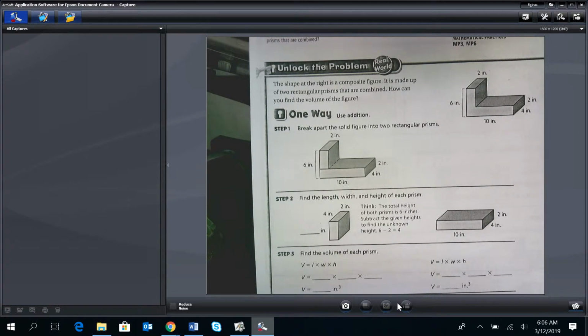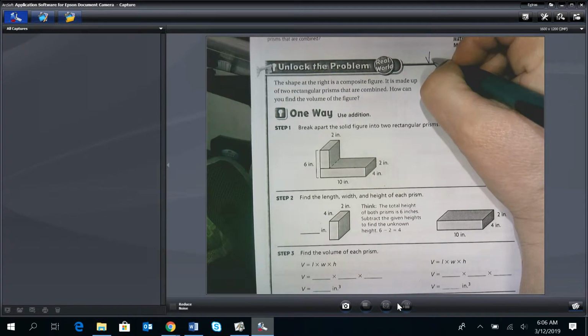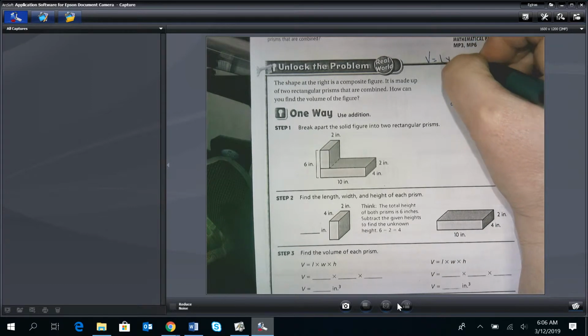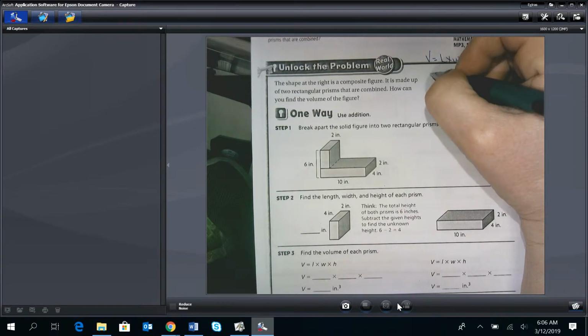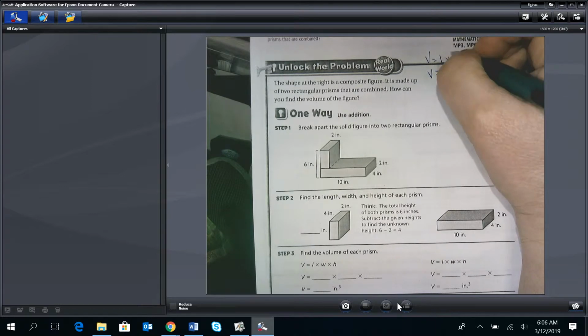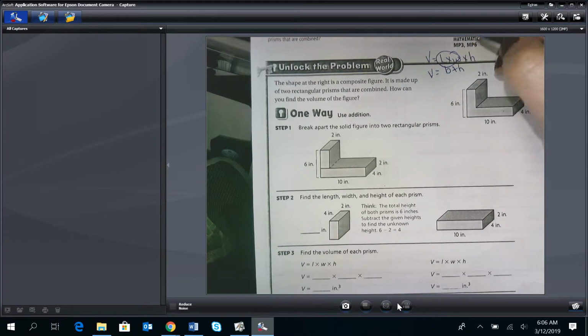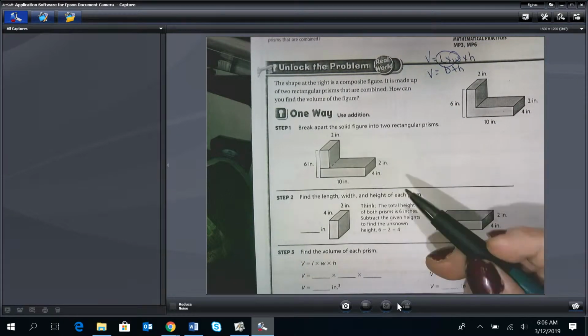The first way: the shape at the right is a composed figure. It is made up of two rectangular prisms that are combined. How can you find the volume of this figure? We want to know the volume of this figure together, so we have to look at all the dimensions all the way around. Volume, remember, is length times width times height, or base times height. So we have to break the figure apart.